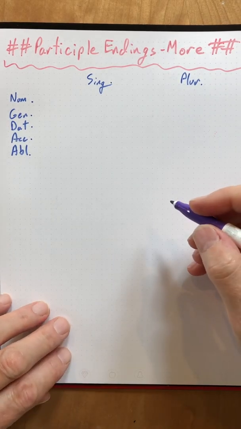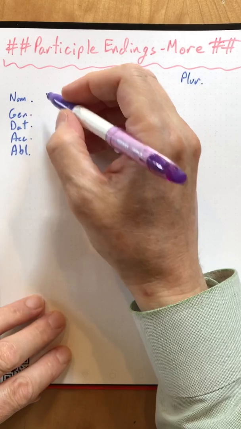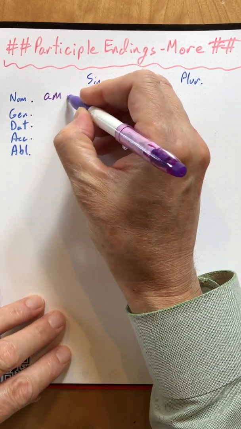This is participle endings continued. Now we're going to start with the present active. So the nominative of the present active comes out looking like this. Amans.